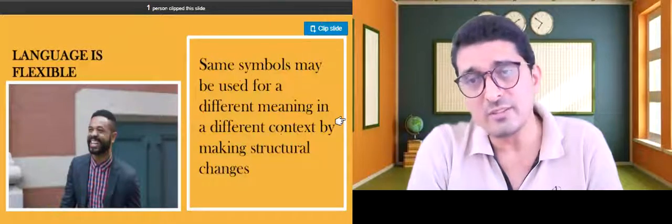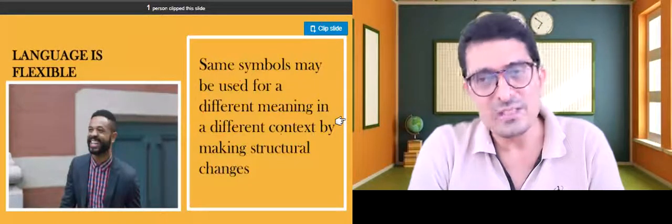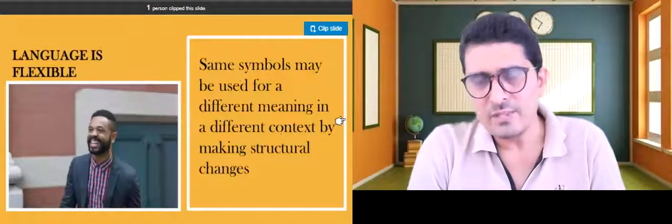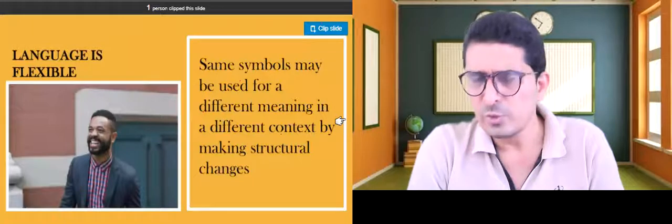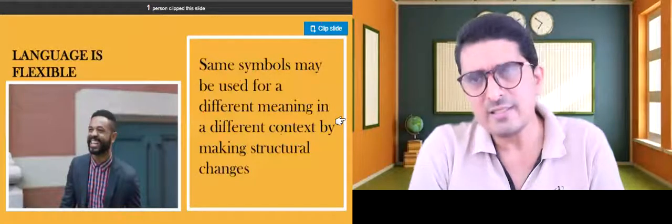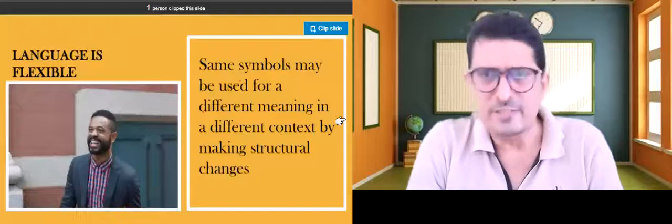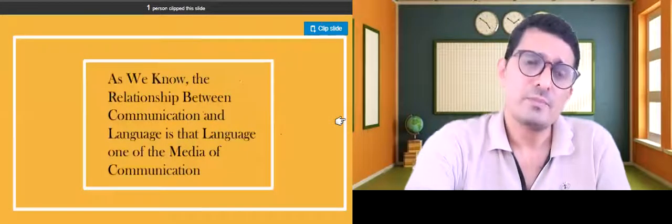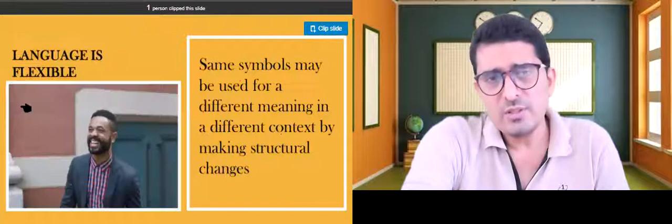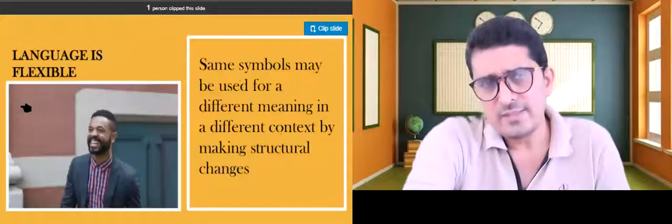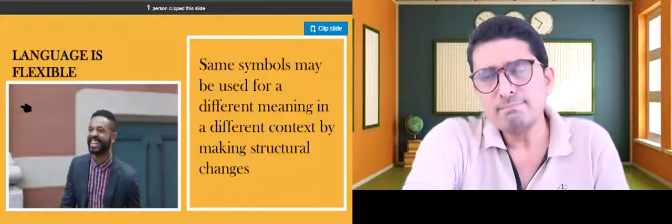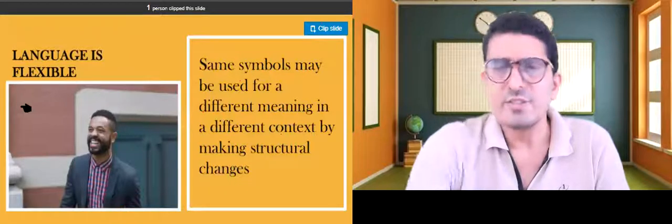On the basis of the context, you can use language. There is no strict nature. Something easy. You can make changes as the circumstance demands. So language is flexible. So these are some characteristics of language.